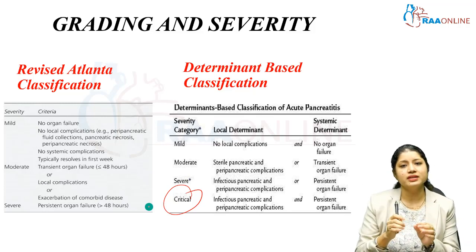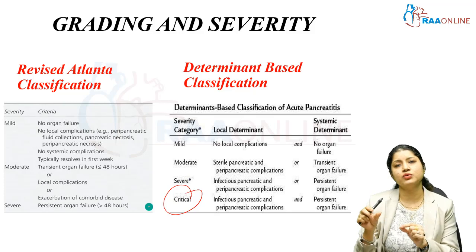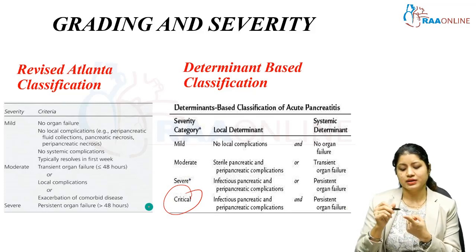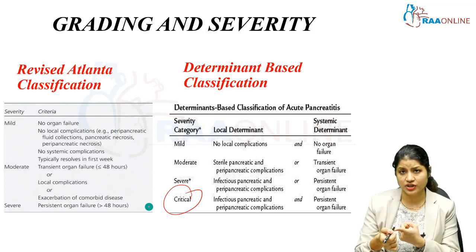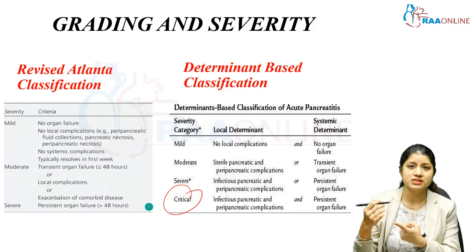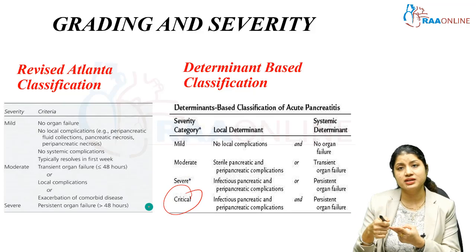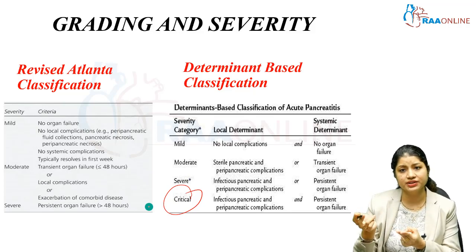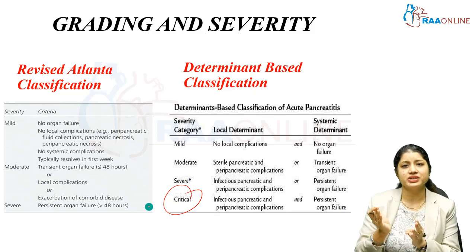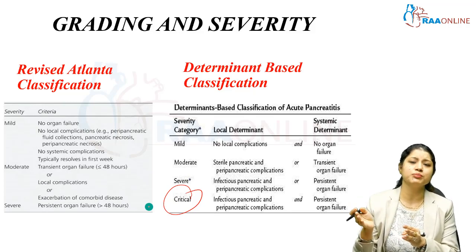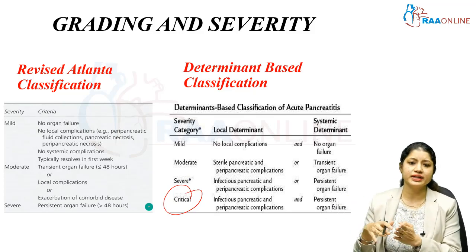Whereas in moderate there is a transient organ failure. Now what do we mean by transient organ failure? There is an organ failure either in the form of decreased P/F ratio in an ABG causing some acute lung injury, or a small amount of acute kidney injury, or a small amount of hypotension. But this is transient, that is, this organ failure usually reverts back in 48 hours.